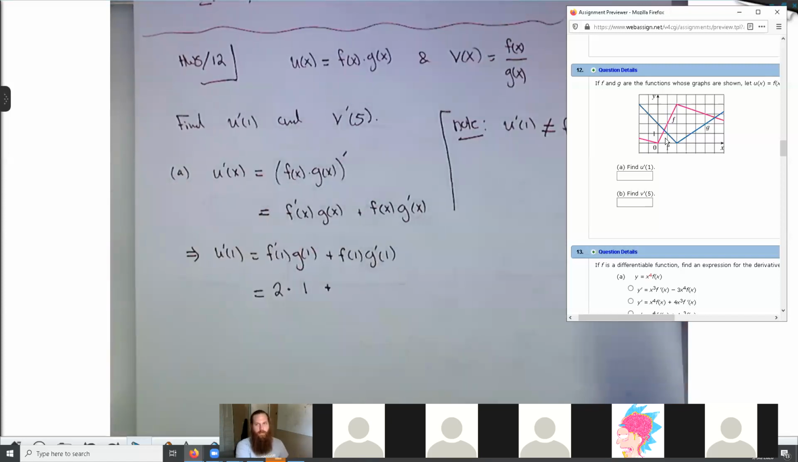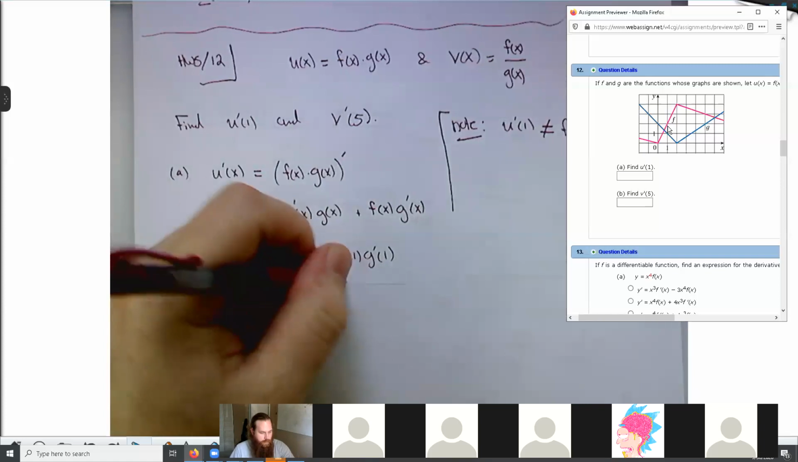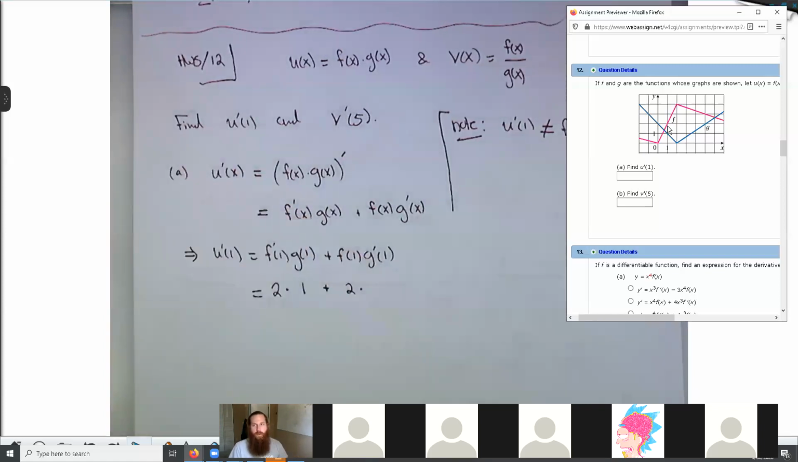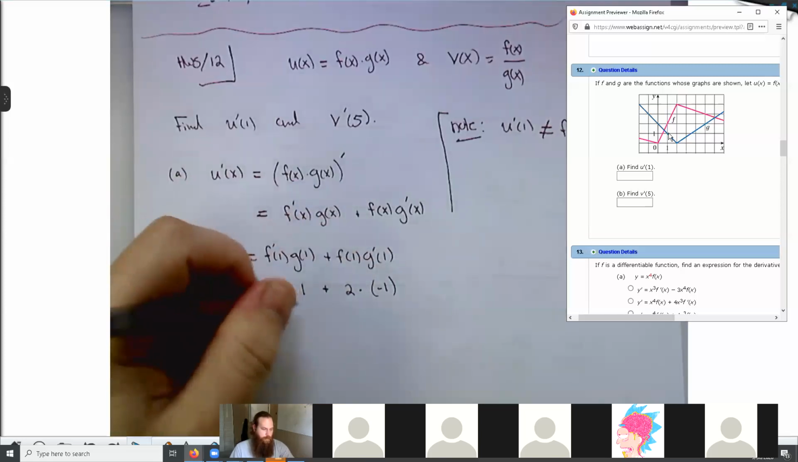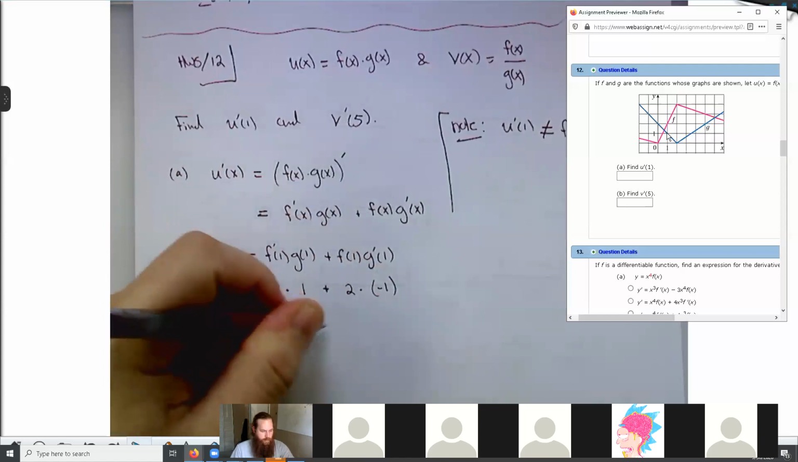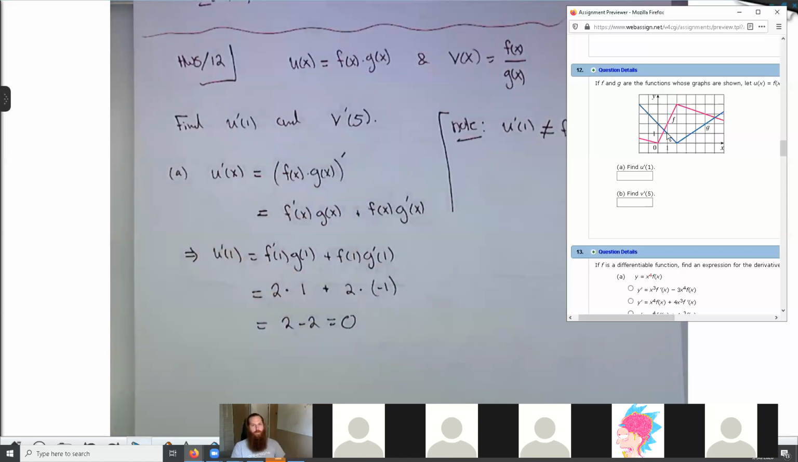Plus f of 1 is just the y value on the graph of f. That looks like it is 2 times g primed of 1, which is the slope of g at 1, which is -1. So this looks like it's going to be 0. 2 times 1 plus 2 times -1, that's 2 minus 2, that's 0. So this is a nifty problem. Any questions on what I did to get u primed of 1 here?